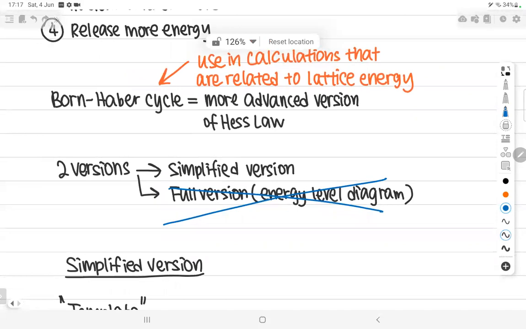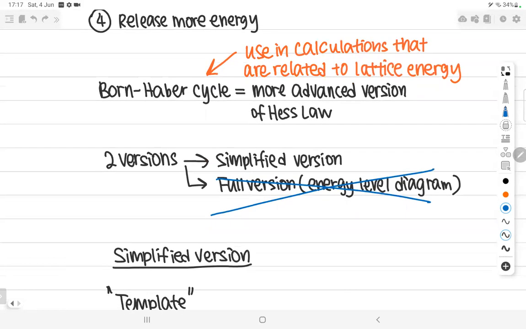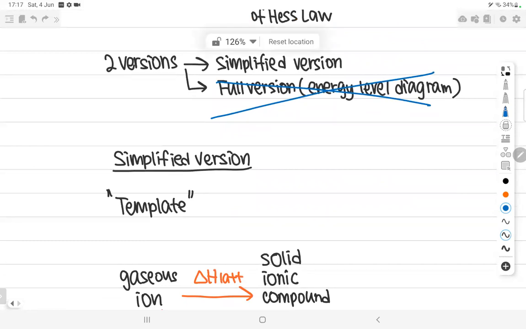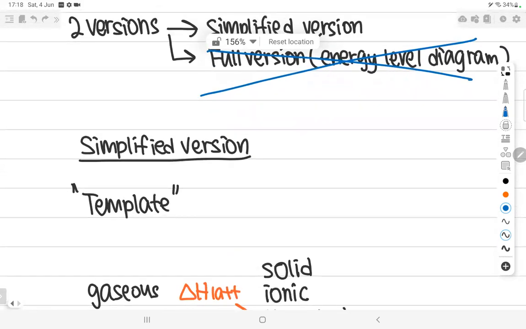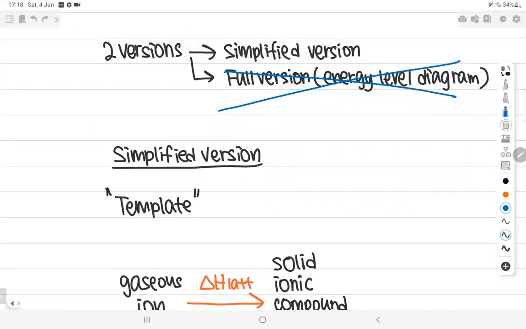That's why if you look at those earlier past year, like 2015, 2016, 2018, you might see some very complicated Hess law, complicated Born-Haber cycle. At that time, they are still using the full version. But now, we just focus on the simplified version. So let me show you how to do the Born-Haber cycle in a simplified version. There is always a template. Template means a format. You must follow a format when you want to do Born-Haber cycle. So now, let me put all the puzzles together first.